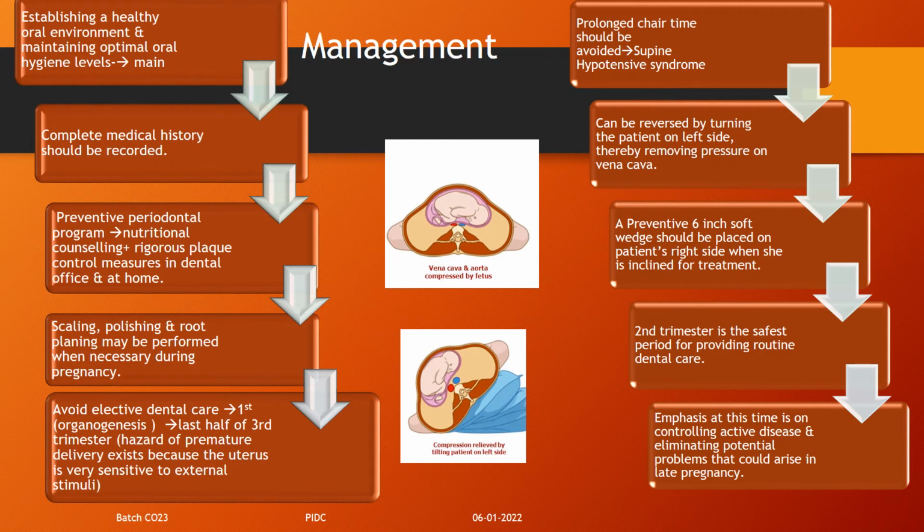So, coming to the management, that is establishing a healthy oral environment and maintaining optimal oral hygiene levels. That is the most important thing, the first line of treatment for these pregnancy related gingival changes. A complete medical history should be recorded, and a preventive periodontal program, that is nutritional counseling as well as rigorous plaque control measures in the office and at home, is mandatory. Also scaling, polishing and root cleaning may be performed when necessary during pregnancy.